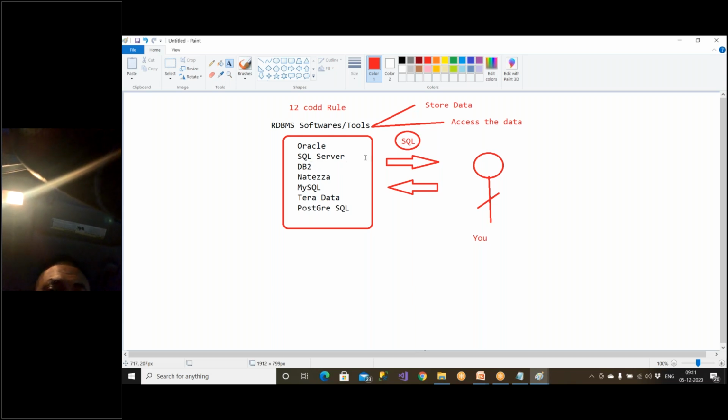Clear? So if somebody says SQL, if you know Oracle, that means you know SQL. If you know SQL Server, you know SQL, DB2, Netezza. So if you wanted to interact with the RDBMS software, you are going to be learning a language called SQL. People would ask you, do you know SQL?